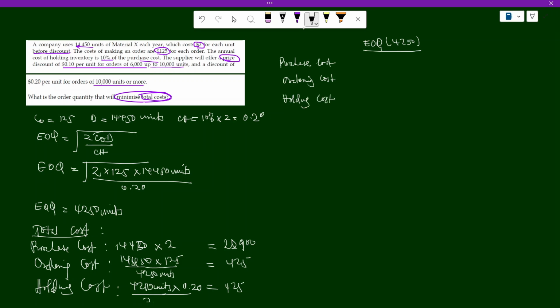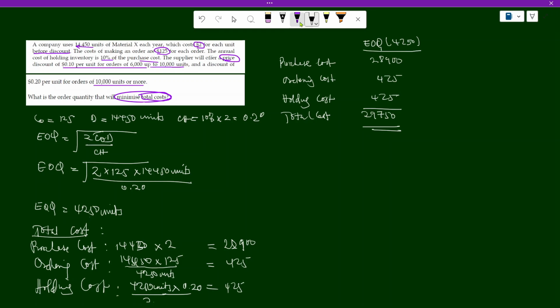Now we have already calculated here 28,900. That is based on the economic order quantity. Now we are also looking at the ordering cost is 425 and the holding cost is also 425. So the total cost here will be, so that one will give us 29,750 units.